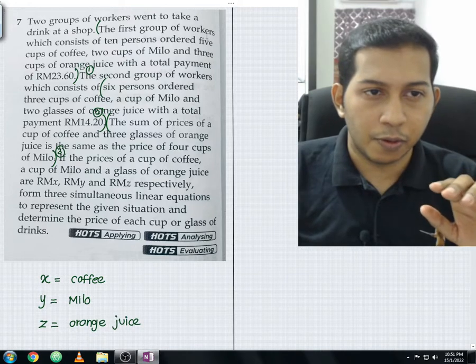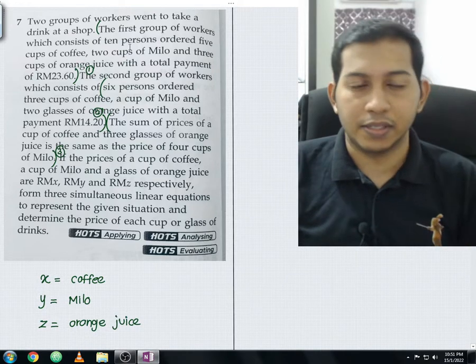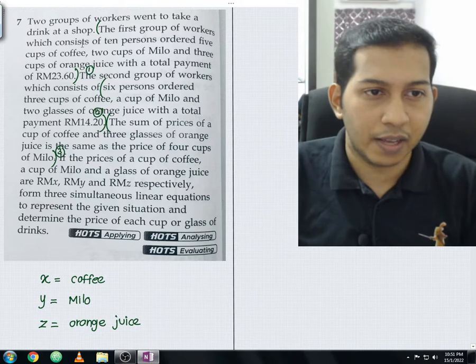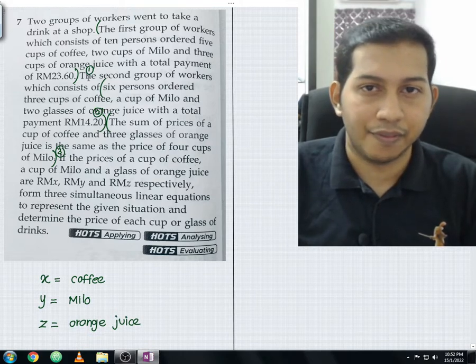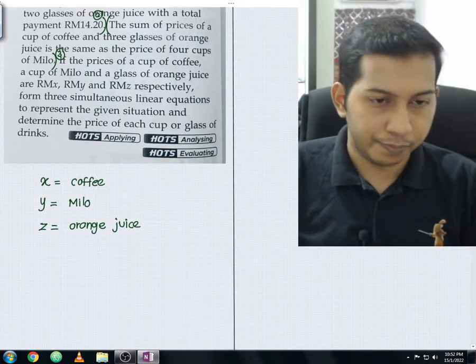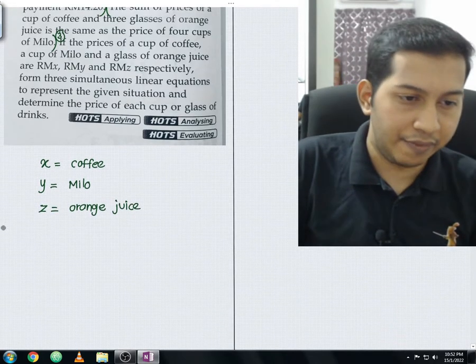The first group of workers, which consists of 10%. Okay, so the 10% order 5 cups of coffee. Coffee representing x variable, so it will be 5x. So your first equation will be 5x.